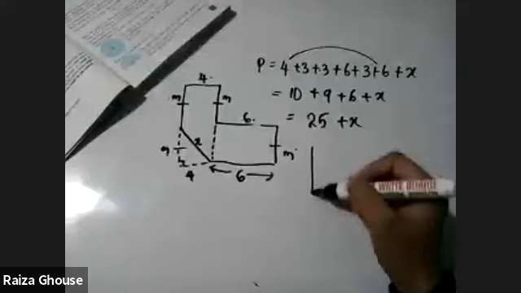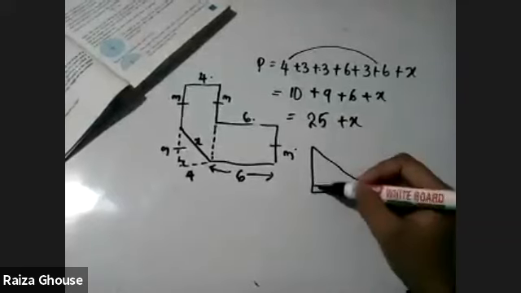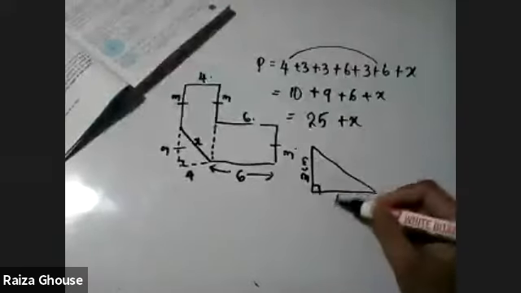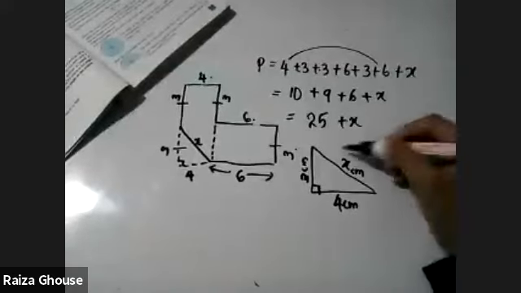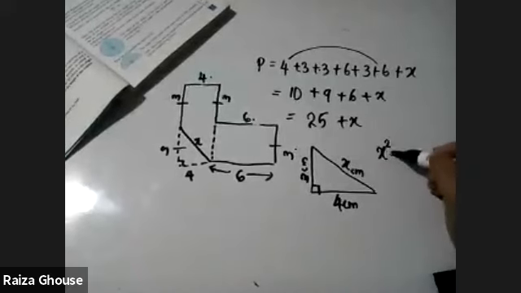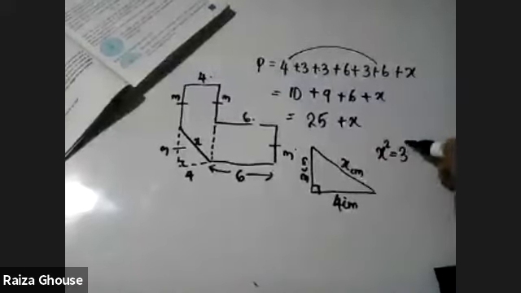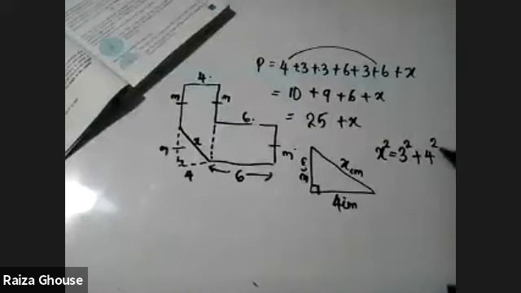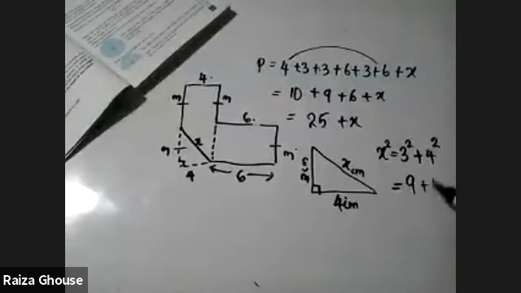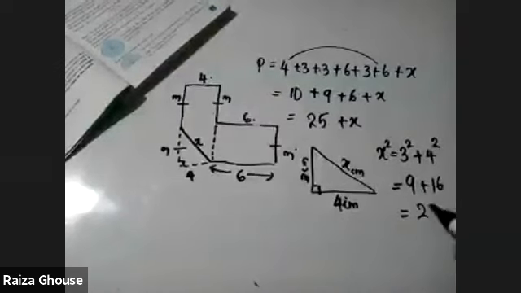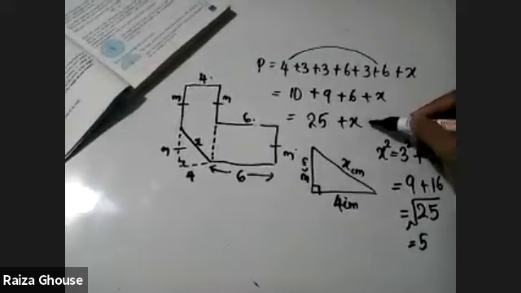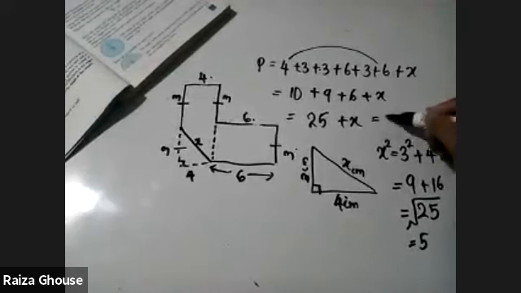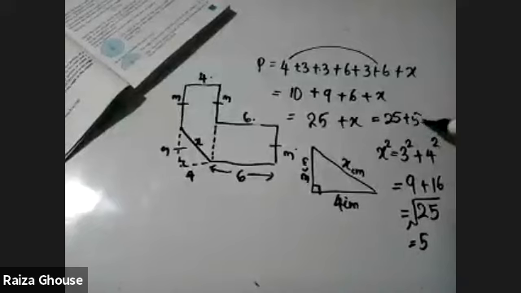Now, the x I am going to take separately. Look at this one now. 3 centimeter here, 4 centimeter here, x centimeter here. Pythagoras theorem. What is it? Hypotenuse squared equals the sum of the squares of the other two sides. 3 squared plus 4 squared. 3 squared is 9, 4 squared is 16, 9 plus 16 is 25, square root of 25 is 5. So x is equal to 5. So 25 plus 5 is equal to perimeter, 30 centimeters.